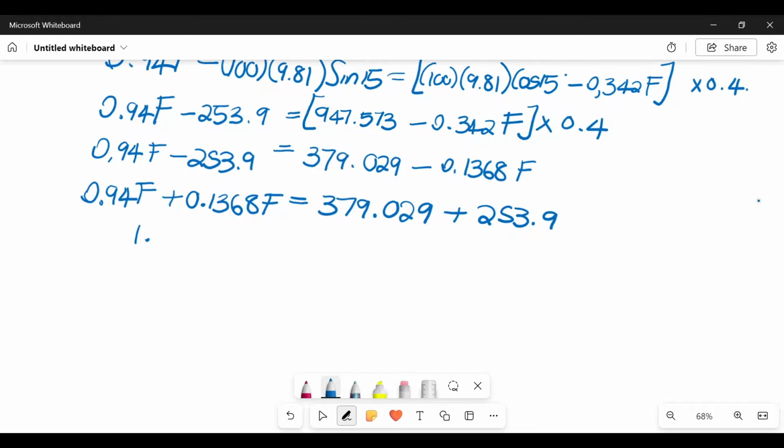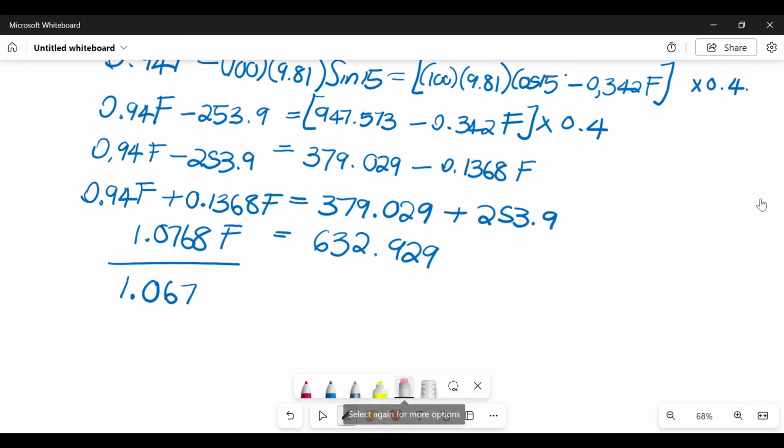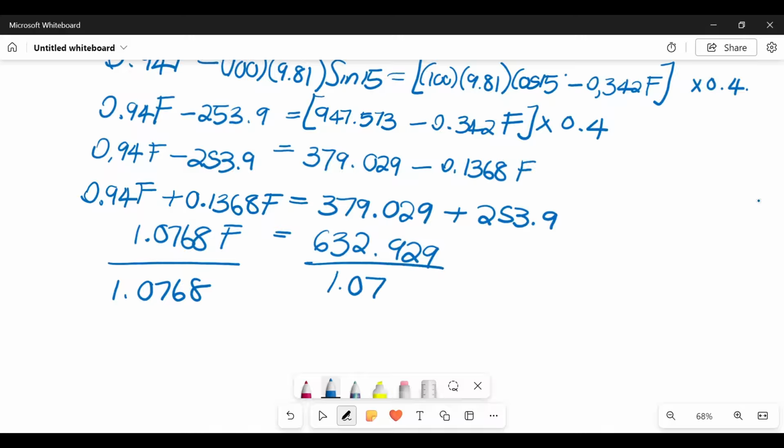0.94 plus 0.1368, I get 1.0768 F is equal to 379.029 plus 253.9, 632.929. Then you can divide everything by 1.0768. Your F becomes 587.8 newtons. And that is the force that will be required to pull the body up.